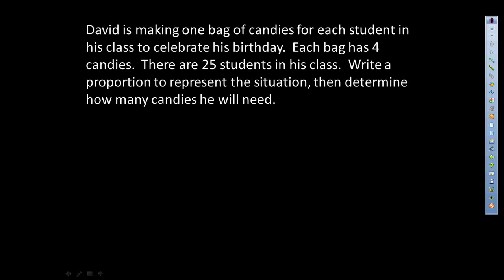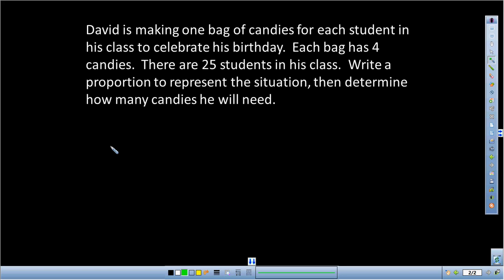So let's think about this. He's making bags of candies for the students in his class. And we can start by saying that the ratio of bags to candies is 1 bag to every 4 candies. We can write that ratio in fraction form as 1 over 4. Now the 1 bag can also represent a student because each student is going to receive 1 bag of candies. So in order to prepare the candies, he needs to make 25 bags, 1 bag per student.